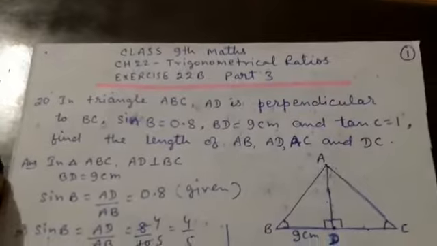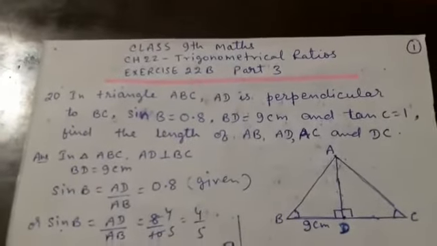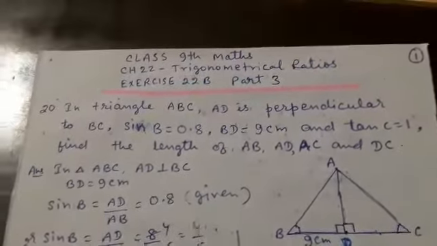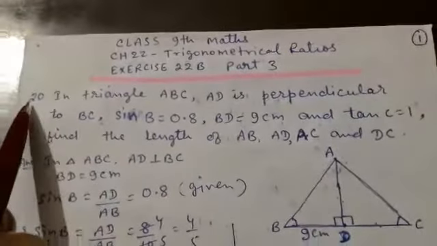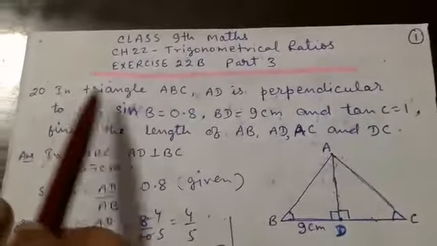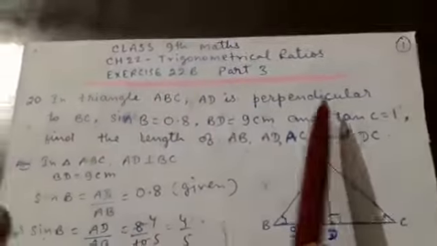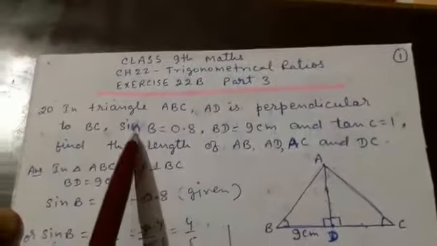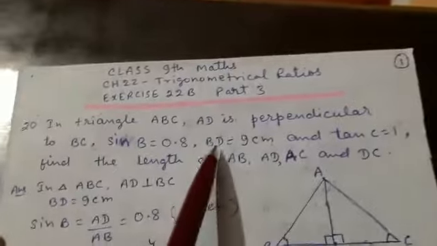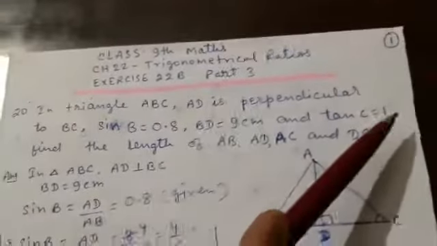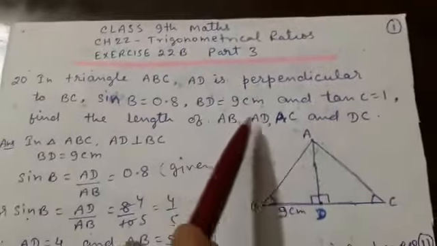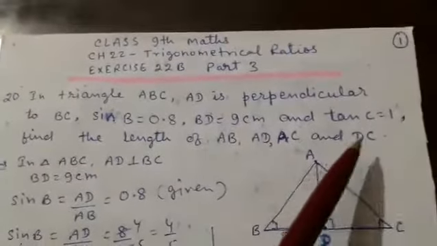Dear students, in the previous class, we have done exercise 22b till question number 18. Now, today we will start from question number 20. Let us see this question. In triangle ABC, AD is perpendicular to BC, sine B is equal to 0.8, BD is equal to 9 centimeter, and tan C is equal to 1. Find the length of AB, AD, AC and BC.